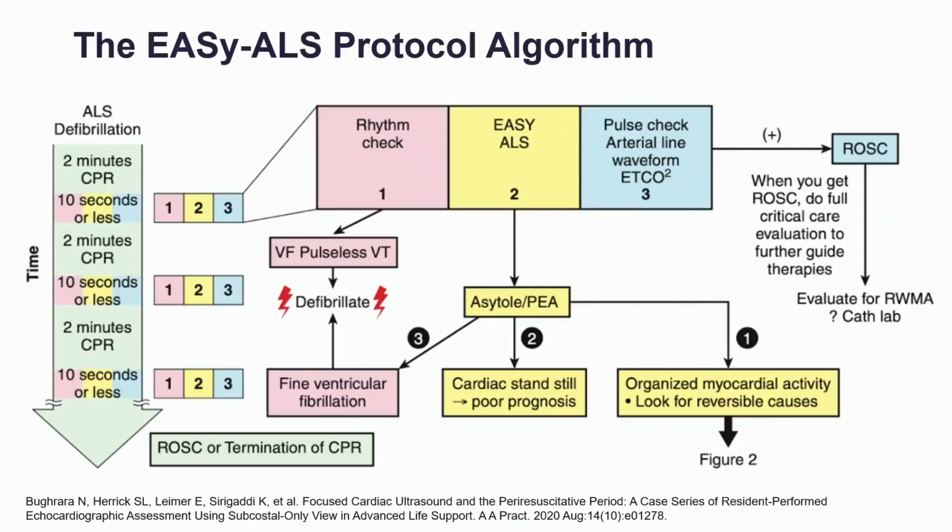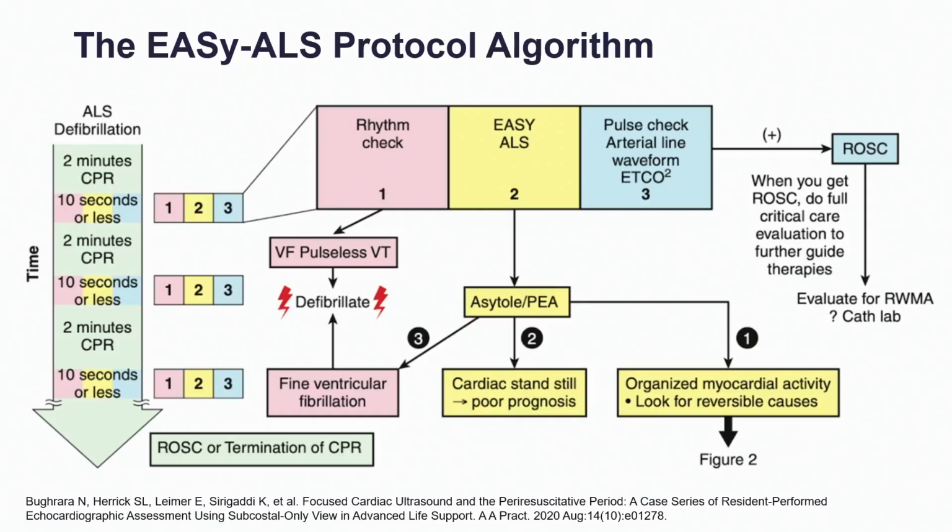Here's the Easy ALS protocol algorithm. So again, it starts with 2 minutes of high-quality CPR. And as you note, during each pulse check, which should be 10 seconds or less, you will do simultaneously a rhythm check, the Easy ALS ultrasound, and then a pulse check with ideally an arterial live waveform and end-tidal CO2.